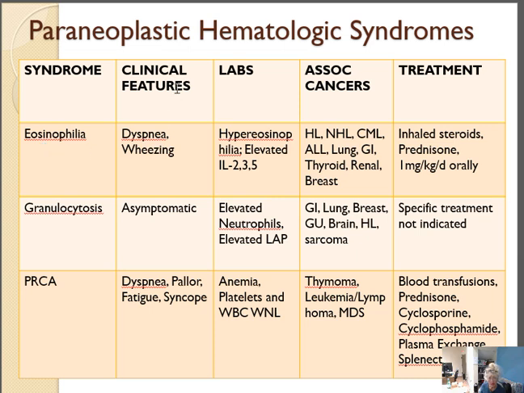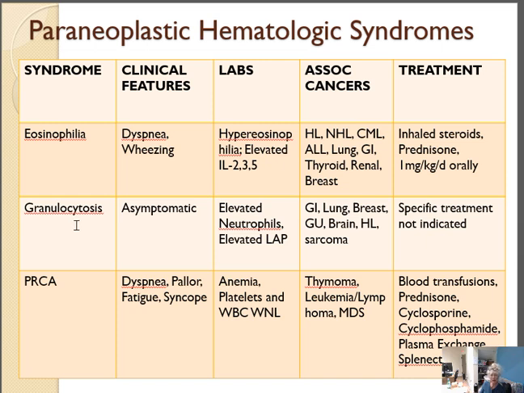Eosinophilia, clinical features are usually dyspnea and wheezing. And hypereosinophilia is usually, they give you the values here. But associated cancers, Hodgkin's lymphoma, non-Hodgkin's lymphoma, chronic myelogenous leukemia, acute lymphocytic leukemia, lung cancer, GI, thyroid, renal, and breast. Steroids and prednisone is the only treatment for that.